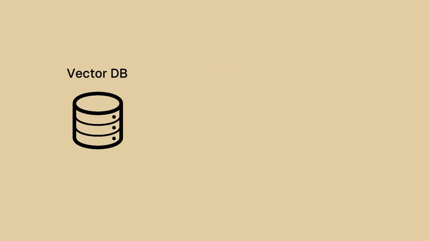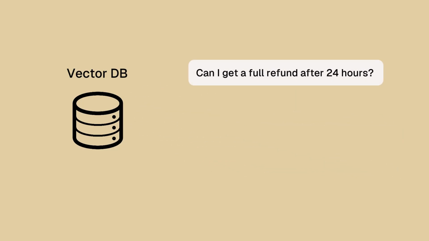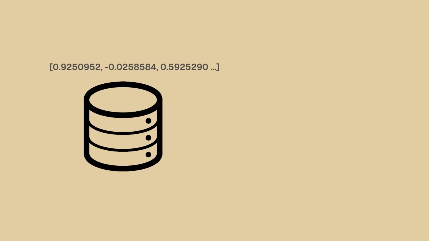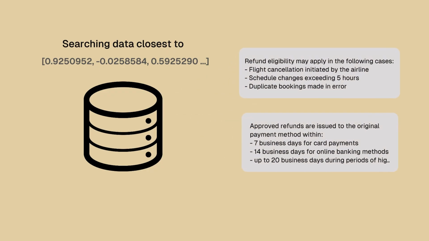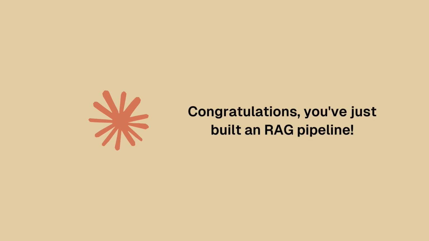Now, let's say the user asks a chatbot a question about the refund policy. We need to get the embedding of the user's request first and do the search in the vector database to find the most relevant number of chunks. And we give those chunks to an LLM as instructions. Congratulations, you've just built a RAG pipeline.